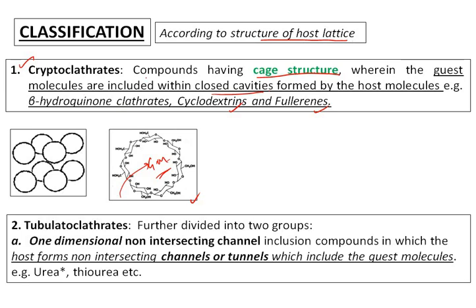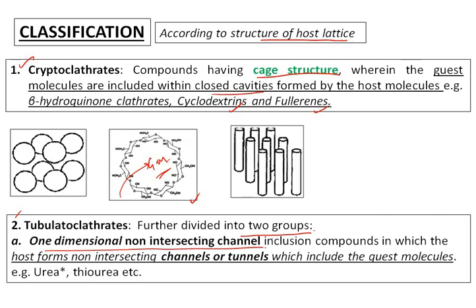Now we have tubulatoclathrates, the second category of inclusion compounds. Tubulatoclathrates are divided further into two. The first is the one-dimensional non-intersecting channels. How do they look? They look like this. Here we have tunnels or channels, but they are not interacting or intersecting with each other. And a good example is urea.